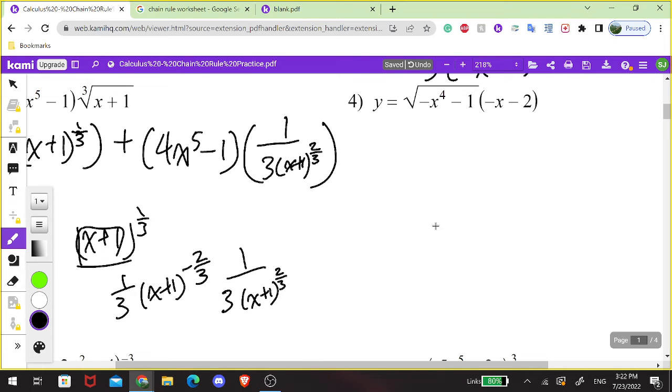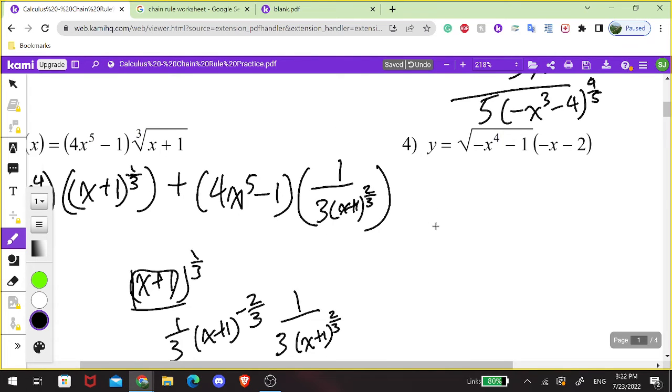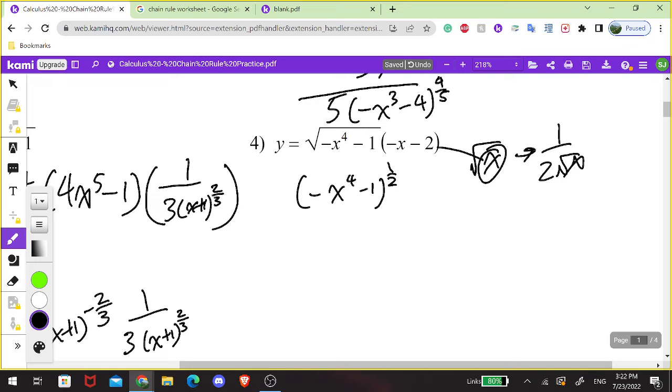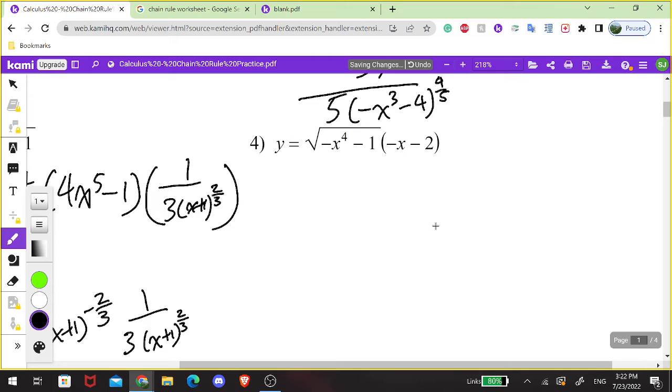Alright, number 4. This is the same thing. We're going to use product rule again. So first, take the derivative of the first part. In the previous video, I showed you that the derivative of the square root of x is just 1/(2 square root of x). So now we can use this exact same thing, and instead of x, we just replace x with this giant thing. So the derivative of this, without using chain rule for now, will be equal to 1/(2 square root of (-x^4 - 1)).